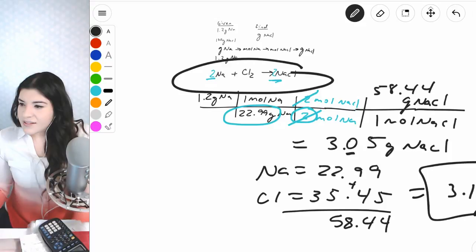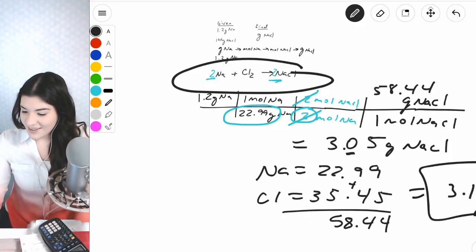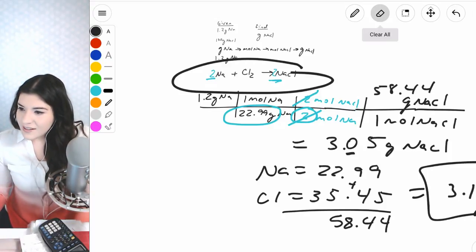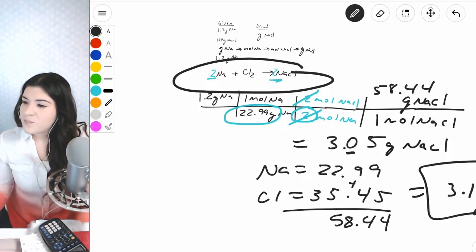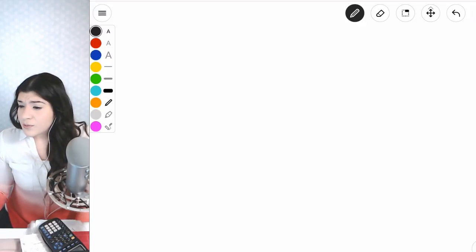And let's look at balancing a redox. Okay. All right. Hello, Dolores. Let me clear this. There we go. So we are balancing out a redox equation.